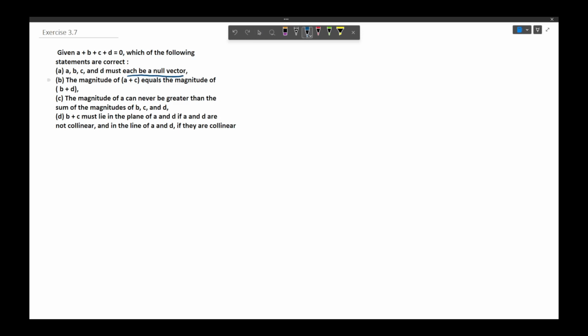We all know that a summation of vectors can result in 0. They can be 0 independently, but they don't need to be 0 independently for the summation to be 0. So the condition of "must" here is false, because let us assume that this is vector A and this is vector B, and let us assume that this is vector C, and this is vector D.